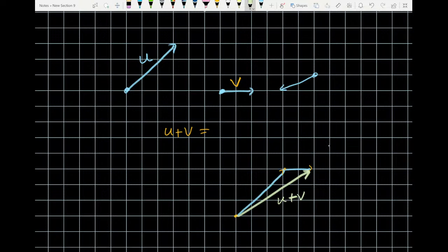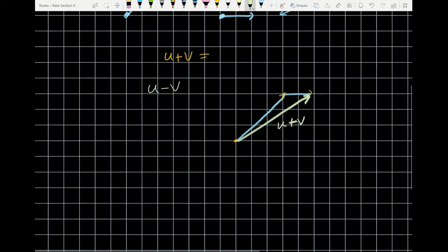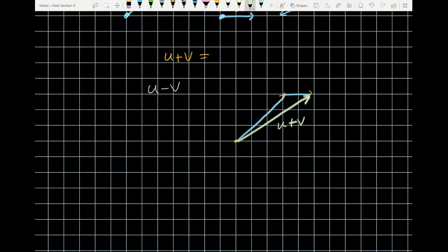Now, what about u minus v? It'll be very simple. So your u is, that's u. Minus v means if v is going this direction, minus v would be going the opposite direction, the same way. So it's going to go that way. And your final answer would be right over here. U minus v.